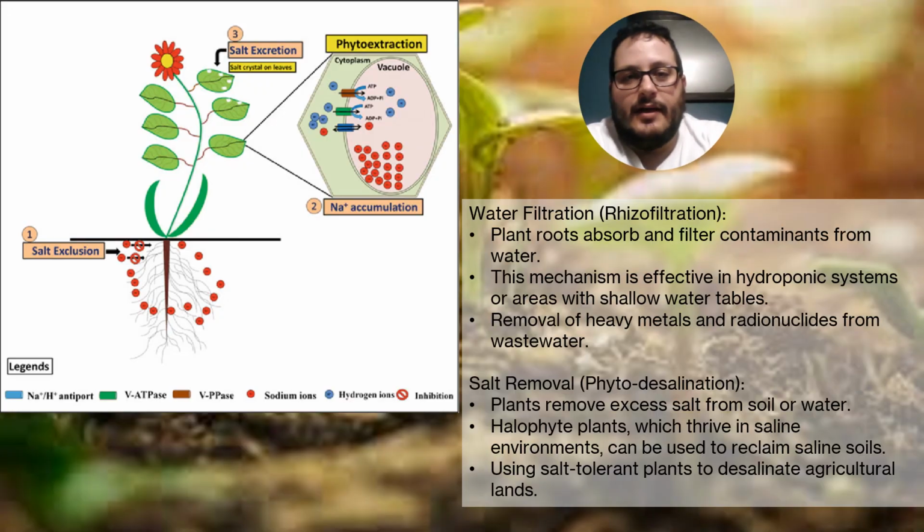All right. These two things are called, again, water filtration or rhizofiltration, and that is where plants will take heavy metals, radionuclides, wastewater, fecal matter, nitrogen, and phosphorus, and they will either stabilize it in the soil and keep it there, or they will filter it out and bring it into the plant.